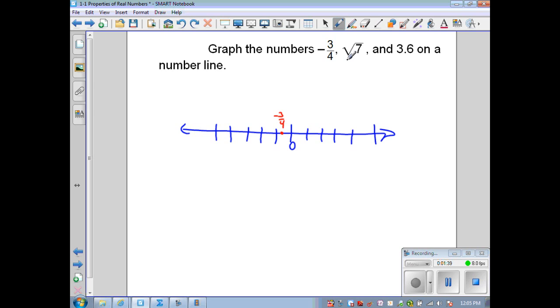The square root of 7 is going to be less than 3 because we know that 3 squared is 9. The square root of 9 would be 3, so this has to be between 2 and 3. So therefore, this is going to be approximately the square root of 7. And then we have 3.6, which we can approximate pretty easily.